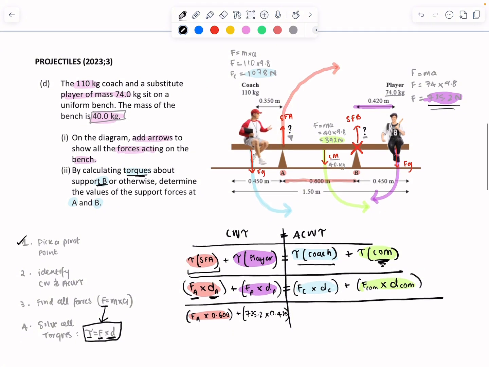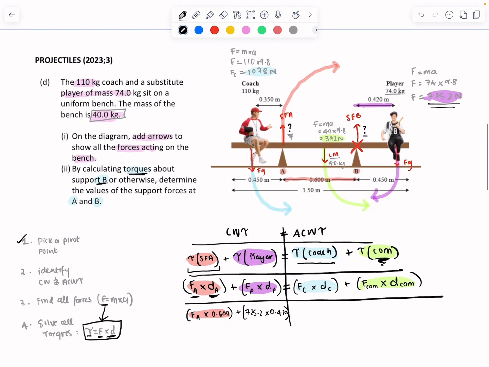All right, so moving on, we've got our force of the coach. Do we know the force of our coach? Yes, we do. We've just worked that out over here. The force of the coach is 1078 newtons. What is the distance? What is the distance of the coach from the pivot point? Well, let's have a look-see.